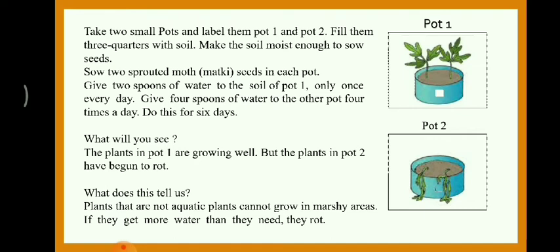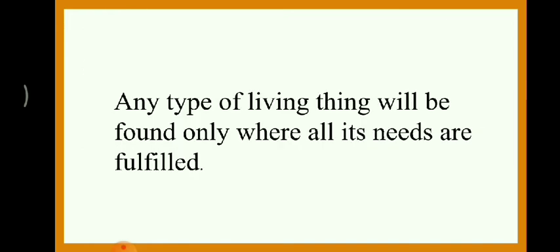What will you see? The plants in pot 1 are growing well, but the plants in pot 2 have begun to rot. What does this tell us? This tells us that plants that are not aquatic plants cannot grow in marshy areas. If they get more water than they need, they rot. From this, we can say that any type of living thing will be found only where all its needs are fulfilled.